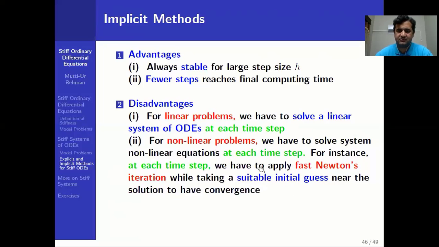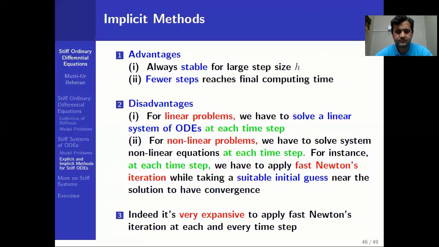And of course, you have to choose some suitable initial guess near a solution in order to have convergence. And doing this is very expensive actually.